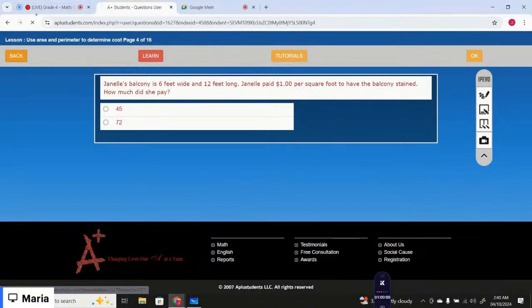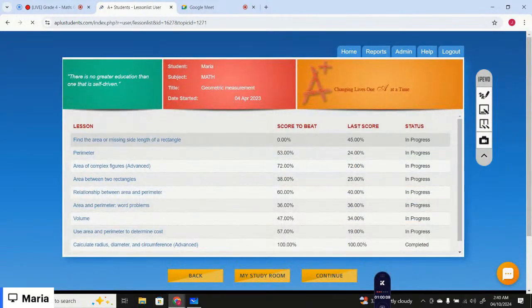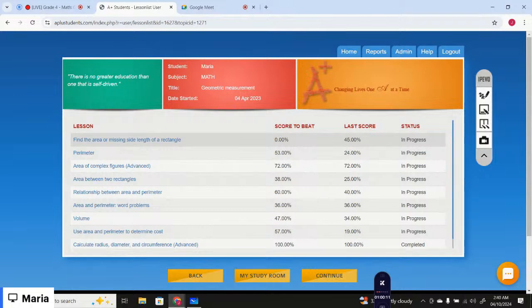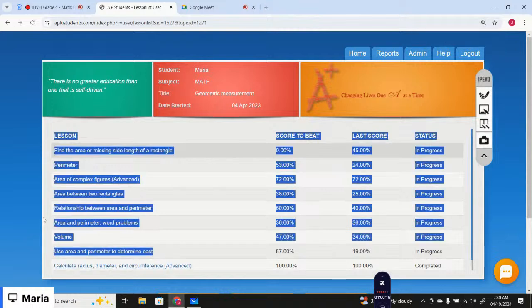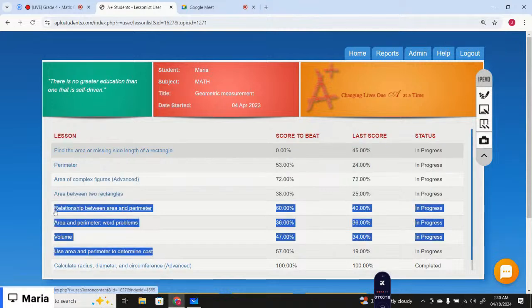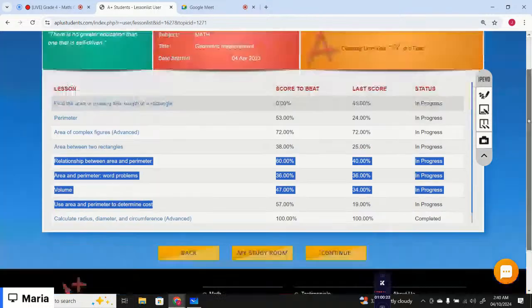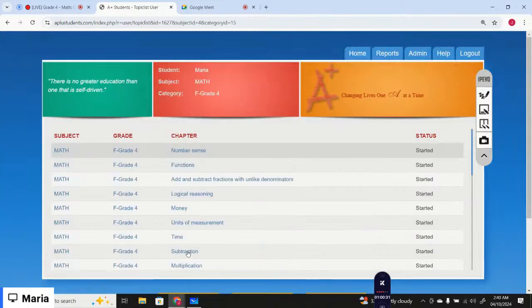Okay, you can complete the lesson by yourself later today. So we were working on grade 4 math. The chapter we were working on is geometric measurement, right? The lessons we have covered today are the relationship between area and perimeter word problems, volume, and using area and perimeter to determine cost. So please make sure before the next session you complete all the practice questions for the lessons we just did. That is your homework until the next session.